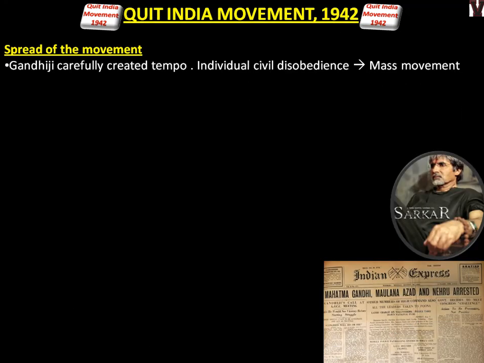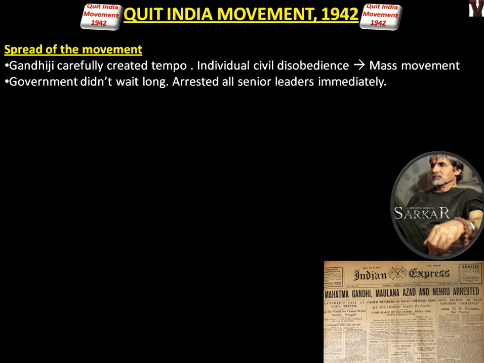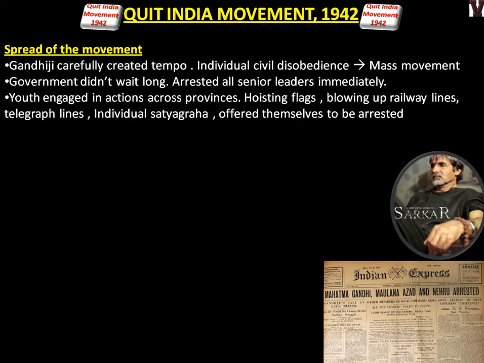Now we'll see the spread of the movement. Gandhiji carefully created the tempo. He gathered people, he became the leader, he gave instructions, and the individual civil disobedience movement changed into a mass movement. The government didn't wait long and arrested all the seniors. If you see the newspaper cutting in the right bottom, Mahatma Gandhi, Maulana Azad and Nehru arrested. They did not want to take a chance. If you remember, during the civil disobedience movement also, the British had taken a stand that they would not allow any mass struggle to happen again in India. So as part of that, they immediately arrested all senior leaders.